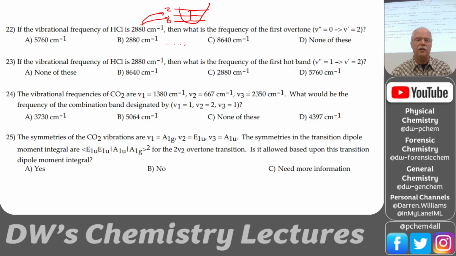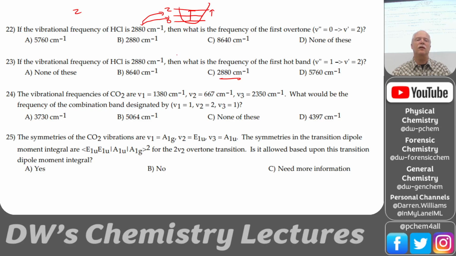5760, I think, unless it's none of the above. And then 23 would just be the same number, because it would be multiplied by 1. The first hot band would just be 2880. Yeah. Again, there might be a slight change for anharmonicity, and it doesn't say neglect anharmonicity, but the first estimate would be just 2880, because the first hot band would be this one right there. Can you see that? It's kind of small.